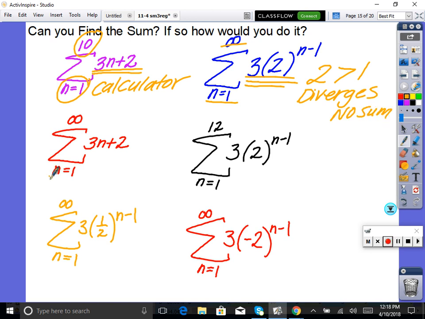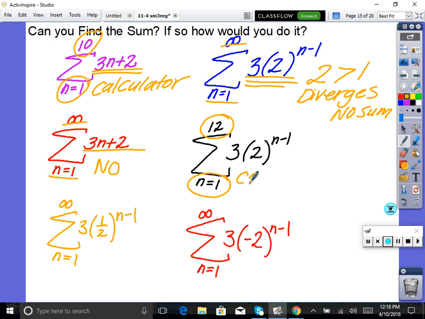Okay, with this one, 1 to infinity, it's infinite, it's arithmetic. Can we find the sum? Never. Nope. Arithmetic, infinite, never can find the sum. With this one, can we find the sum? Yes, it's finite. You know when to stop adding.